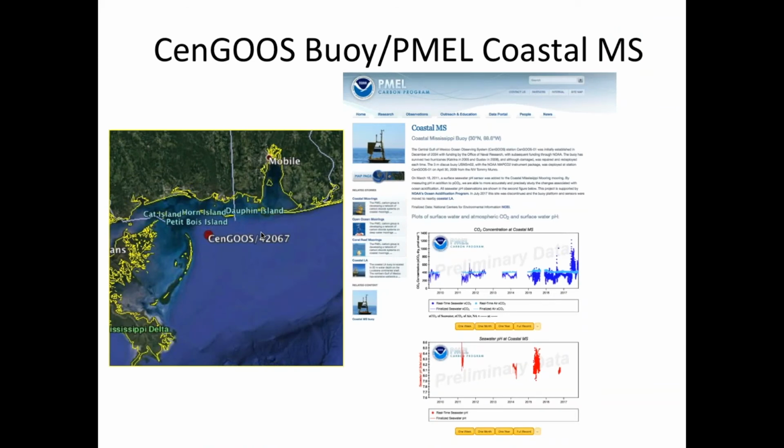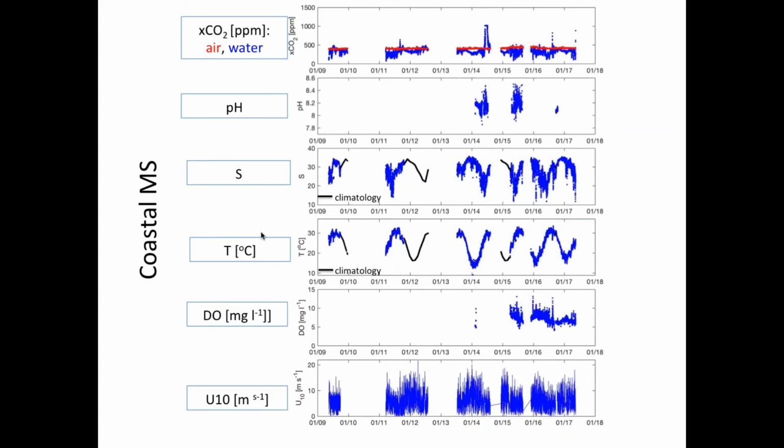So as I mentioned, on the PMEL website, this buoy is referred to as Coastal Mississippi. So I'll refer to it as a Sengoose buoy or Coastal Mississippi. And here's the time series from the buoy. At the top, in red is the XCO2 air, blue is water. Then the next one is pH, then salinity, temperature, dissolved oxygen, and then the wind speed corrected for 10 meters.